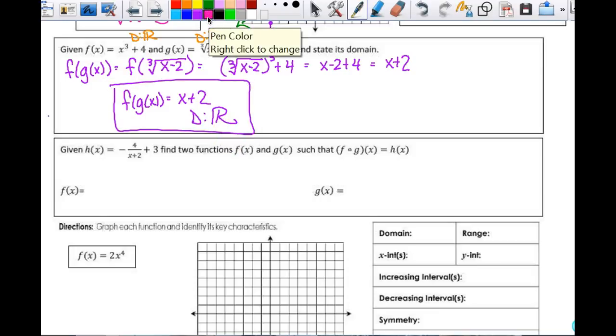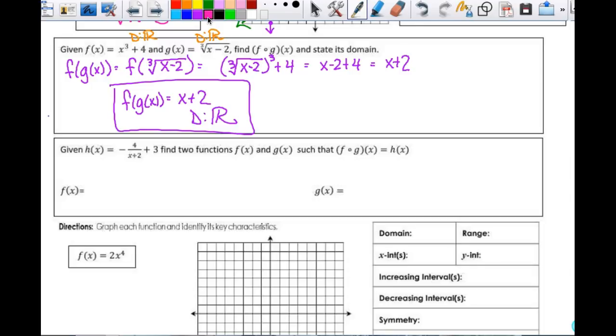All right, so then we're given h of x. I'm going to find two functions, f and g, such that f of g of x equals h of x. Remember, we want to work from the inside out. I always think it's easier to find g of x first and then f of x. And there's multiple answers here that you could have.